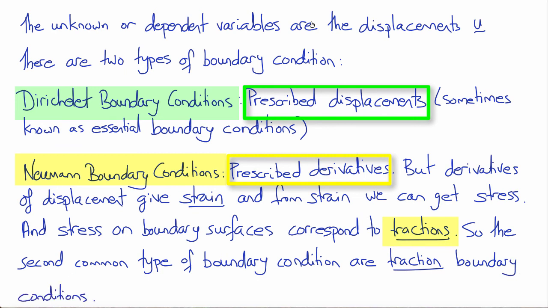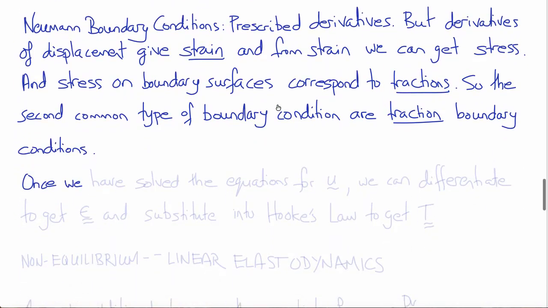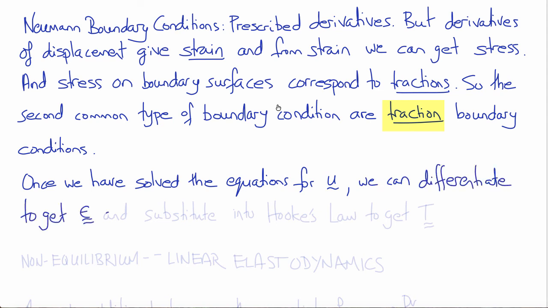So in order to get a unique solution to these equations of linear elastostatics, we need to have boundary conditions, either displacement boundary conditions or traction boundary conditions, everywhere on the surface. Once we've solved the equations for u, we can then differentiate to get the strains, and from the strains, we can substitute them back into the constitutive law to get the stress components.